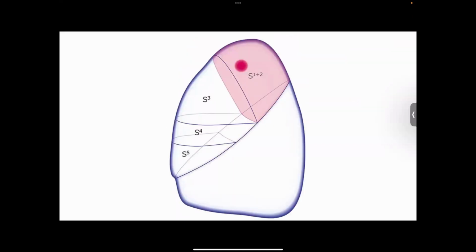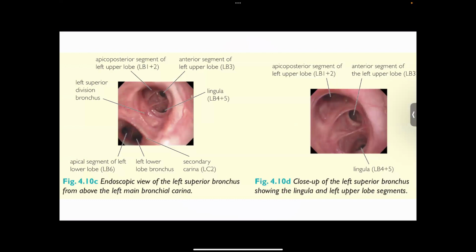So let's come to the left upper lobe bronchus. So this is what I said before, S1 plus 2, S3, S4, and S5. So this is the typical diagram. Here we can see during the bronchoscopy, generally what happens: this is the trachea, this is the carina, this is the left upper lobe bronchus, this is the left lower lobe bronchus.